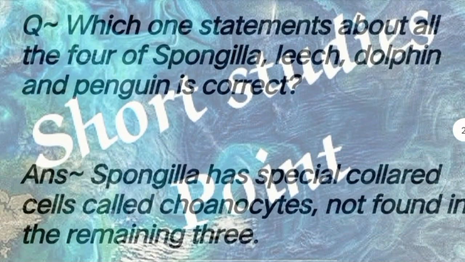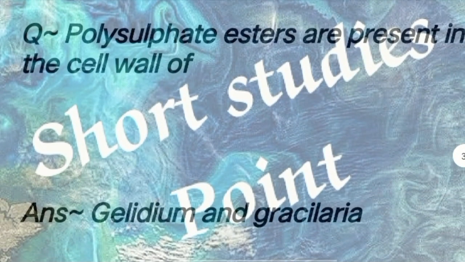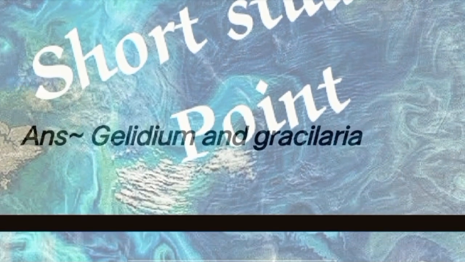Next question, which one statement about all the four of Spongilla, leech, dolphin and penguin is correct? Answer, Spongilla has special collared cells called choanocytes not found in the remaining three. Next question, polysulfate esters are present in the cell wall of, answer, Gelidium and Gracilaria.